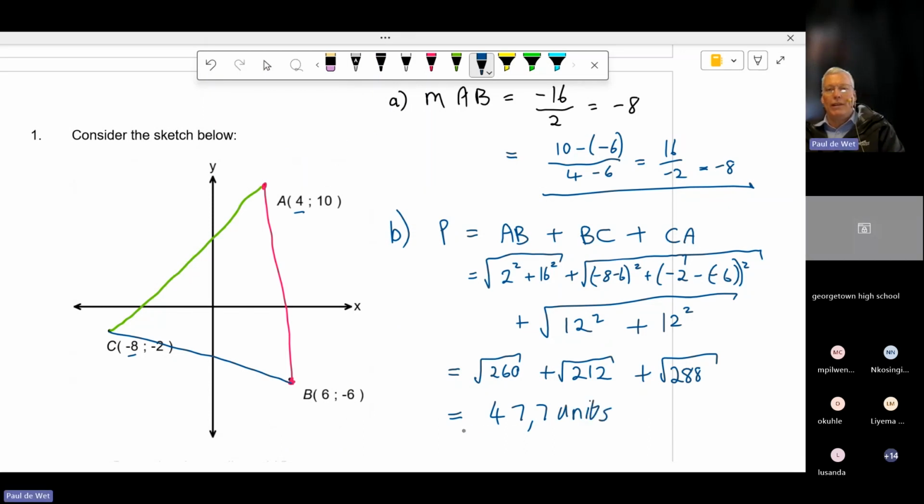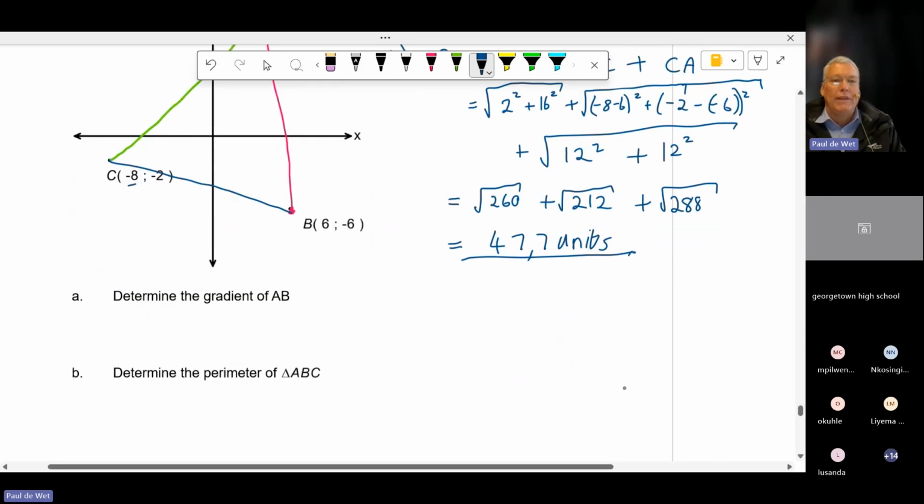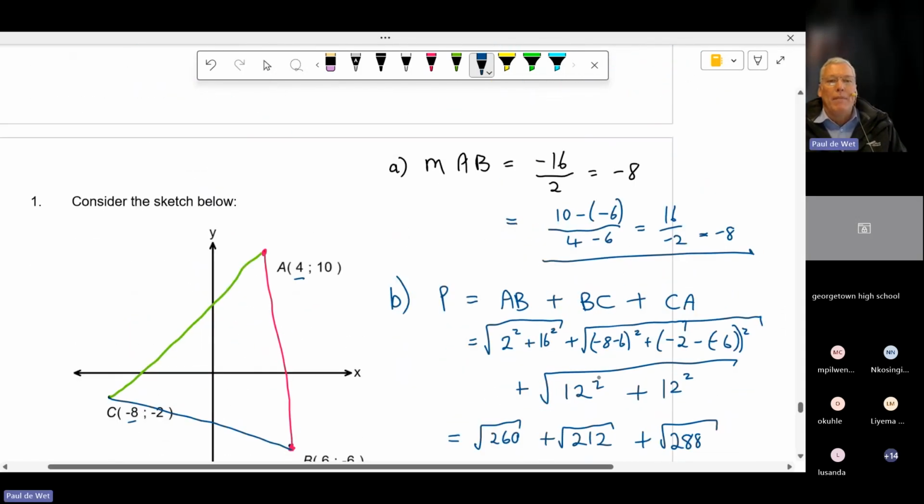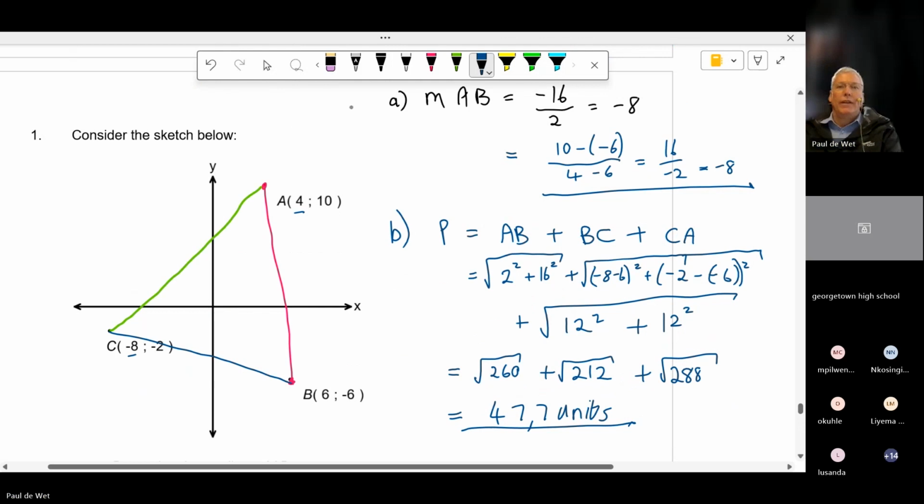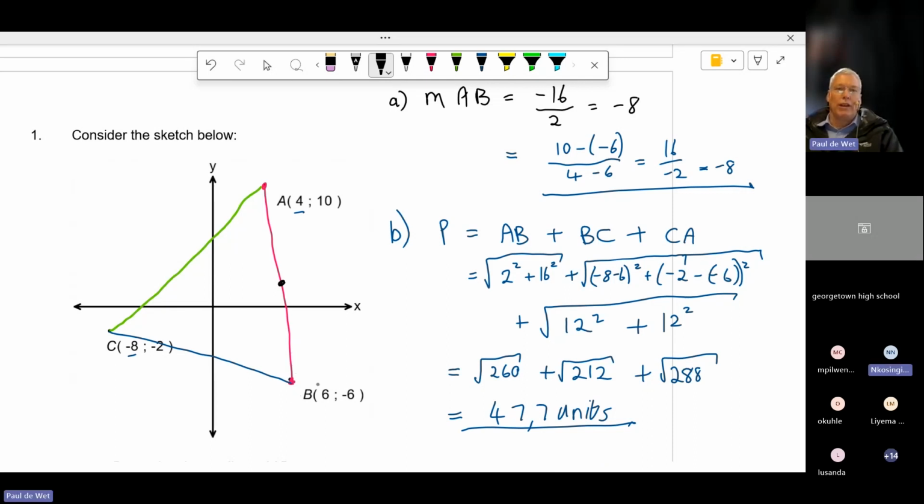Okay, I hope I haven't made any silly errors there, but all right. Then question C says find the midpoint of this line. I'm going to show you two ways of doing it. One is to use the formula. If we use the formula, we add the x values and divide by 2. So we get 4 plus 6 is 10, divided by 2 is 5.